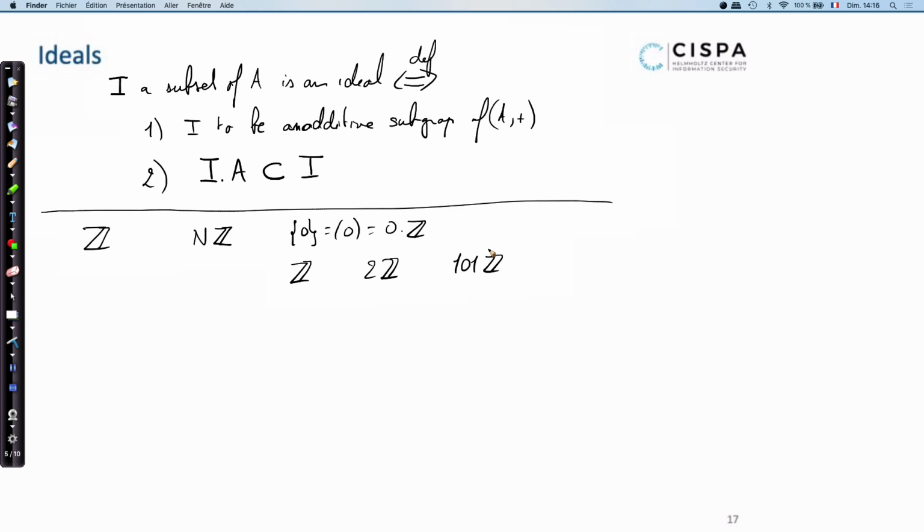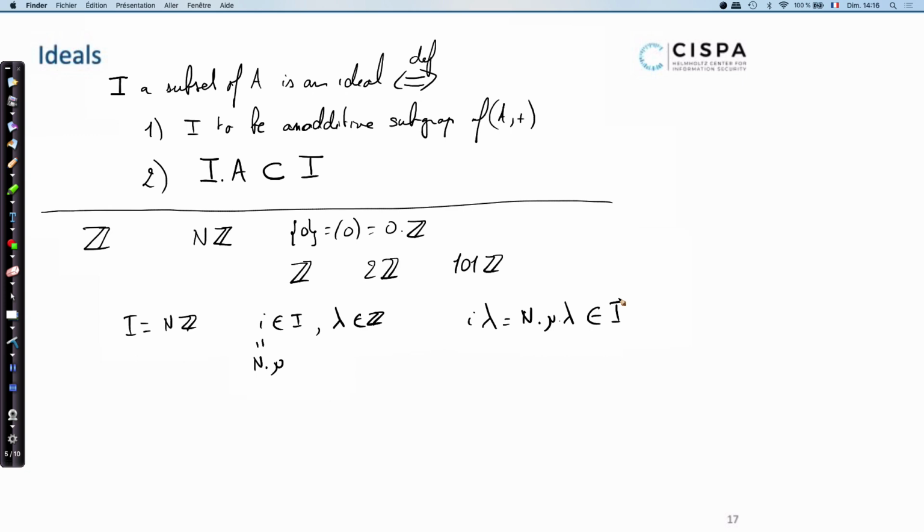Okay, why? Because let's check. So the first property is clear because we saw it already. And let's check the second property. Well, if you take an element, so let's say I to be n times z, and you take I in the ideal, you take any lambda in Z, we know that I is n times something. So I times lambda is n times mu times lambda. So it's also a multiple of n, so it also belongs to the ideal.